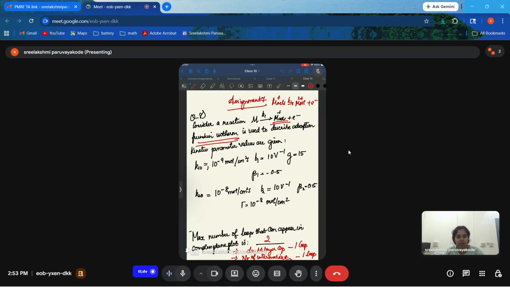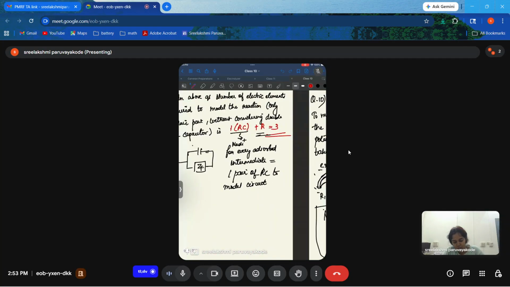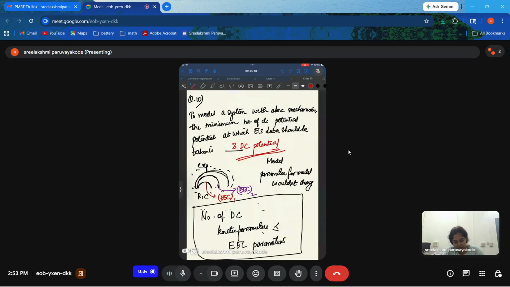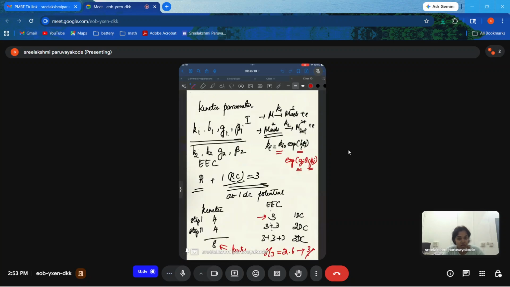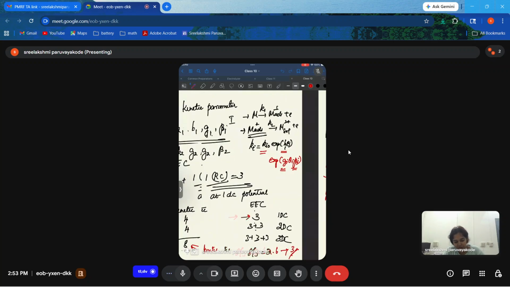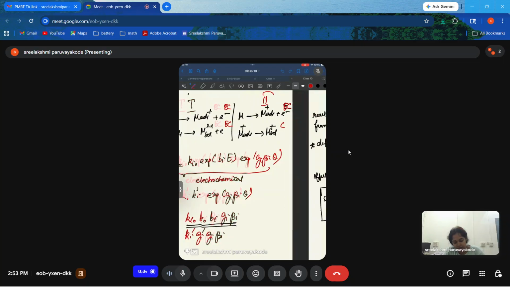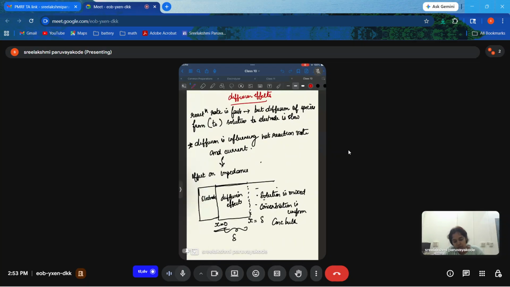Then we looked into assignment number 7, where we looked into how many adsorbed intermediates will be there, those kinds of questions. How many DC potentials are required to model the mechanism, to model the impedance data, etc. Then we came to the diffusion effect.